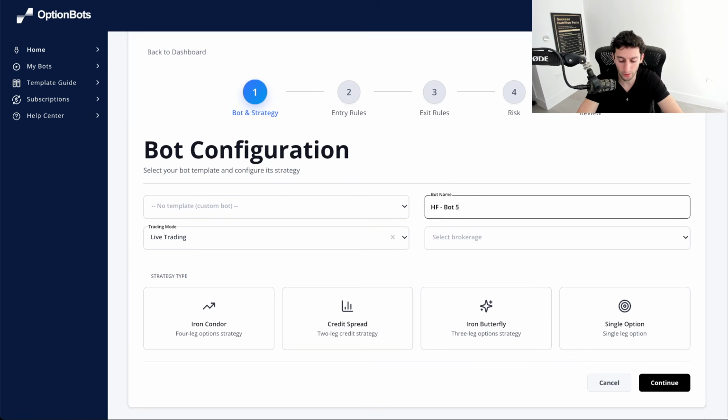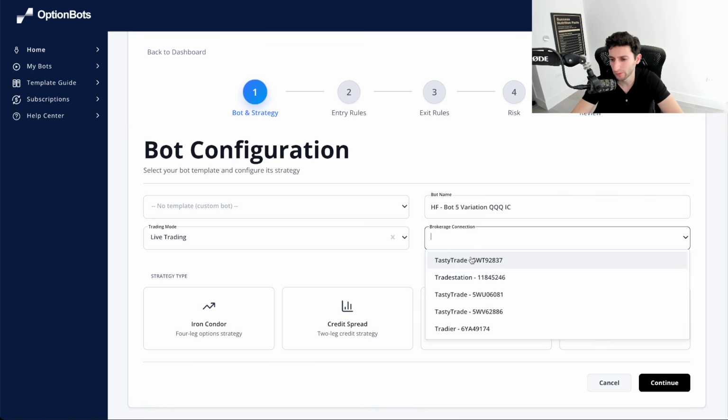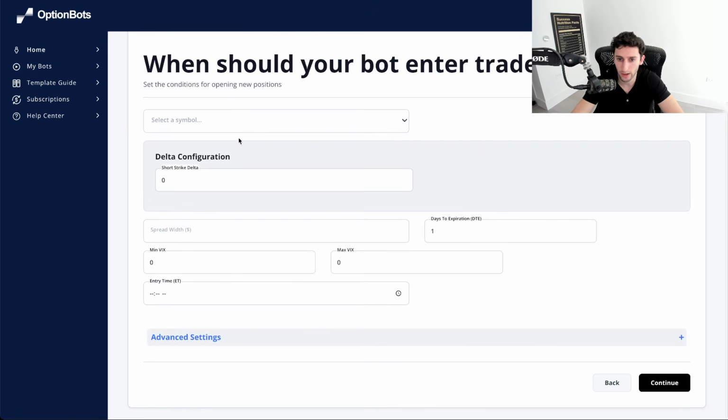So obviously, a bot 5 variation, QQQ, IC. Obviously, if we were building all of them from scratch, which we technically are, it would be a little bit more work. But honestly, it's not too bad to go ahead and do this. So we're going to do this at 2:20.